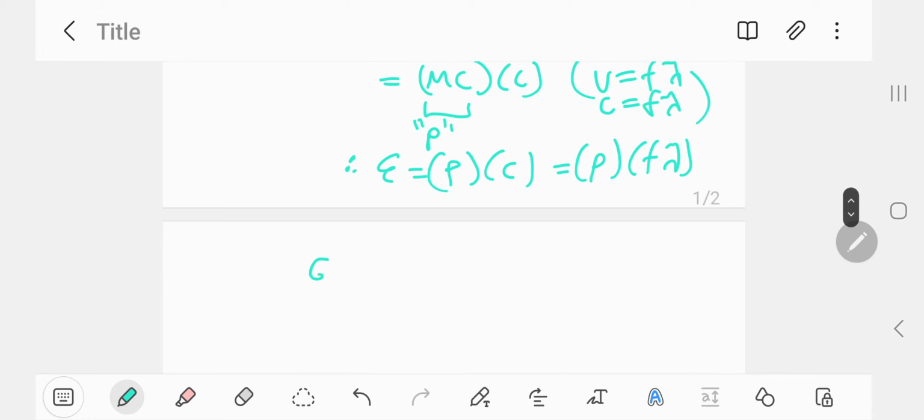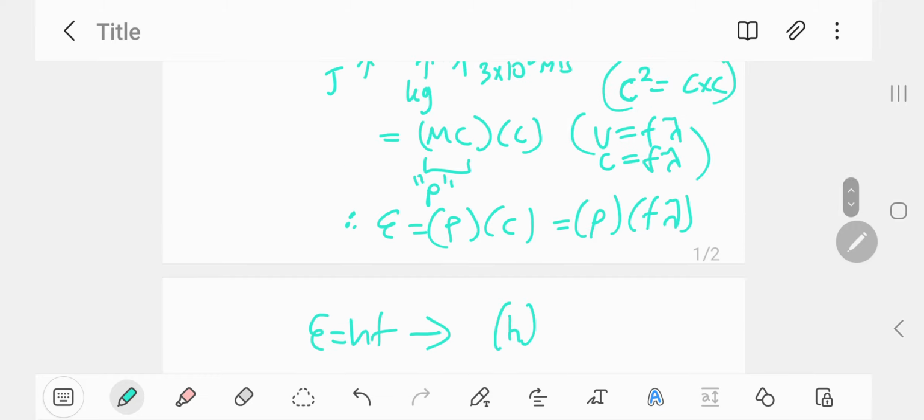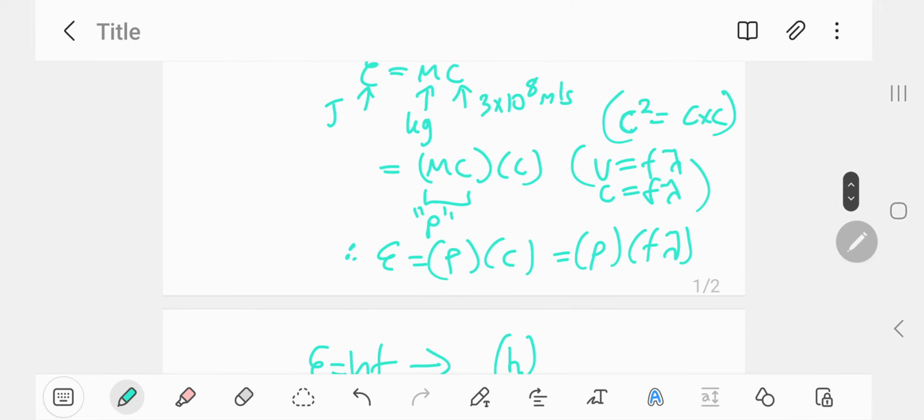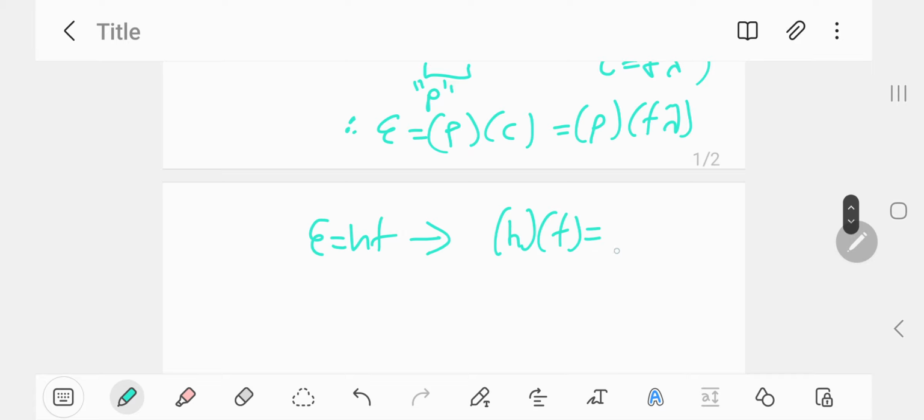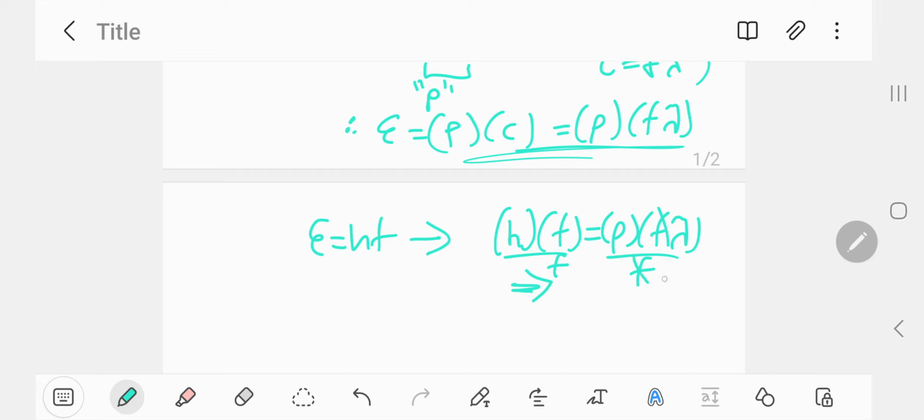Right, now setting E equals hf, from the Planck-Einstein relation, to this expression, because E equals mc squared and E equals hf, they're both measures of energy. So hf is equal to p f lambda from here. And rearranging, let's take the f over, divide both sides by f, f cancels out. You will get h equals p lambda. So therefore, lambda is just h over p. These three dots mean therefore.